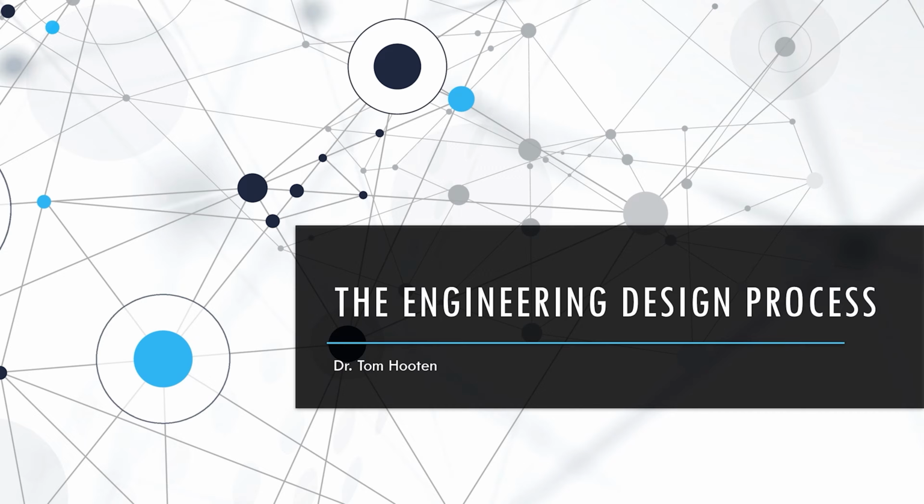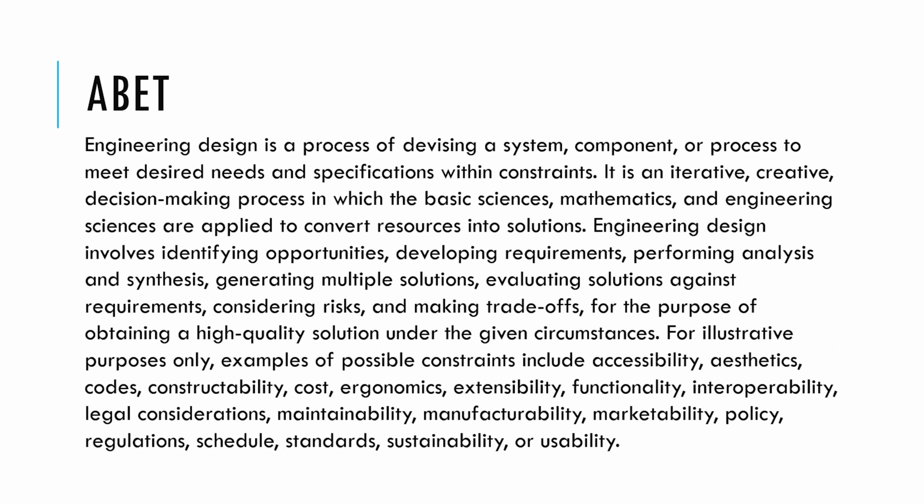So let's get started. ABET defines the engineering design process as this gigantic paragraph of stuff right here. Now remember what ABET is. It's the Accreditation Board for Engineering and Technology. It is the group that accredits engineering departments at universities and colleges. So that's what ABET is. So here is the ABET definition of the engineering design process, and let's just read through it.